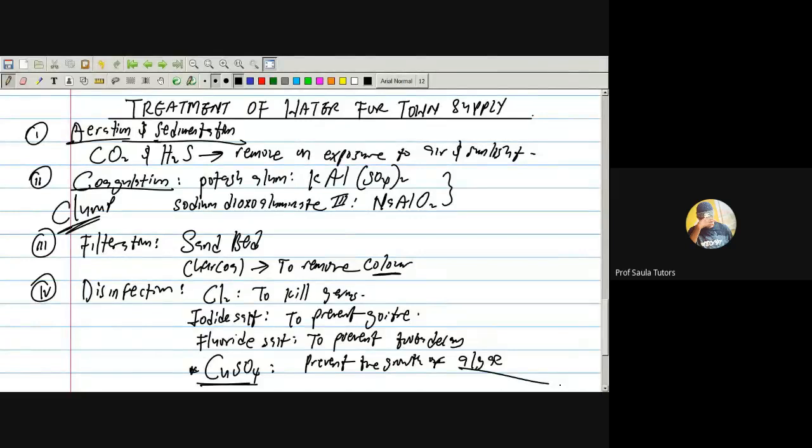So these are the chemicals we use for disinfection. Let's revise it. Chlorine is added to kill germs and bacteria. Iodide salt is added to prevent goiter. Fluoride salt is added to prevent tooth decay. Copper(II) sulfate is added to prevent growth of algae.